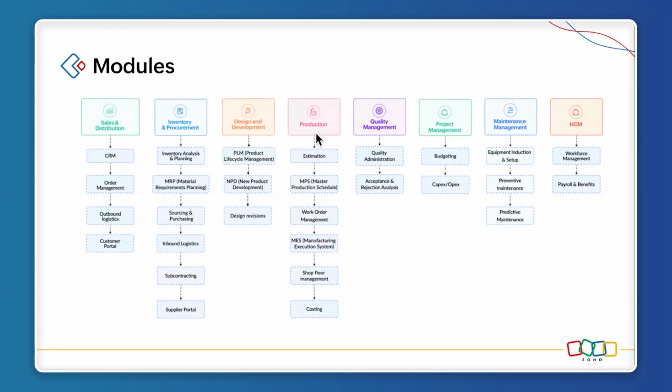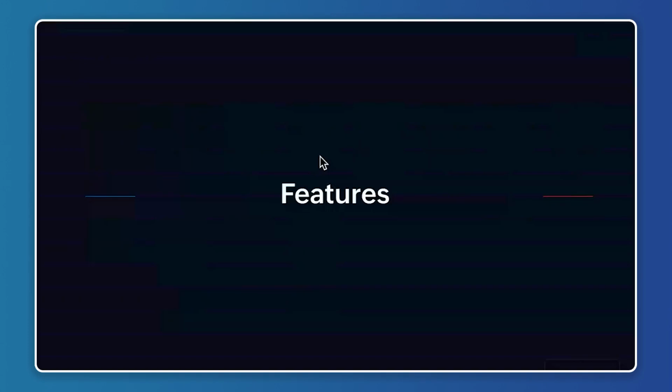And moving forward, you have the production. Right. So under the production, you have the estimation. Production is the place where you will be handling the manufacturing process, execution, and all the costing details. Now the first process is estimation.